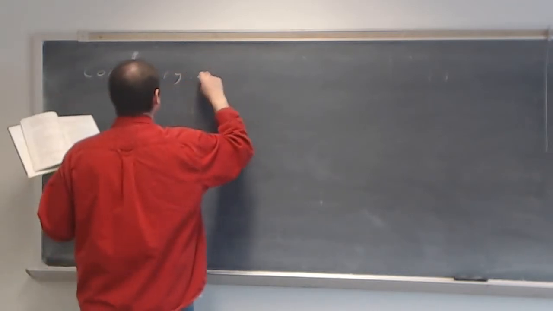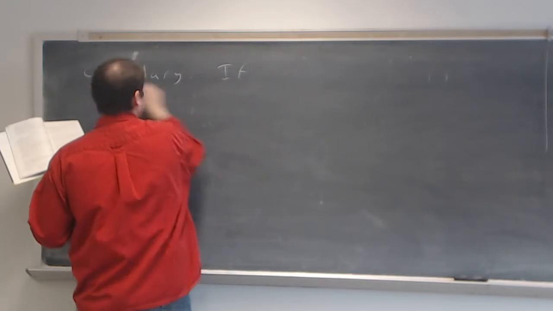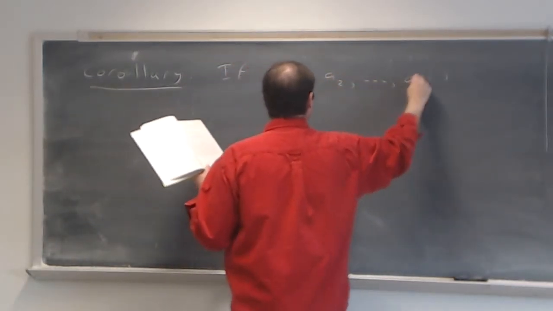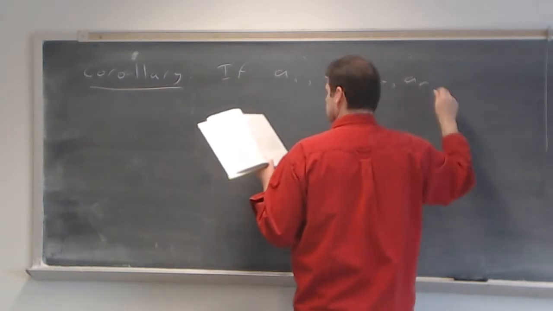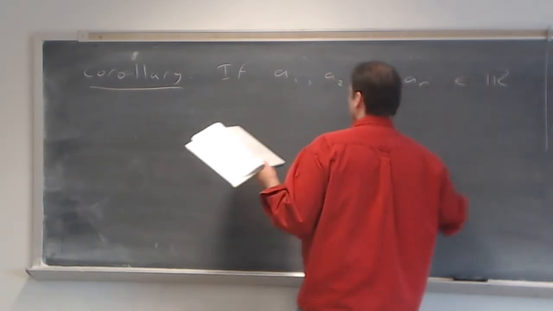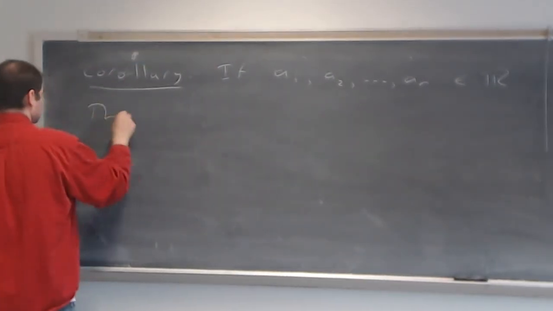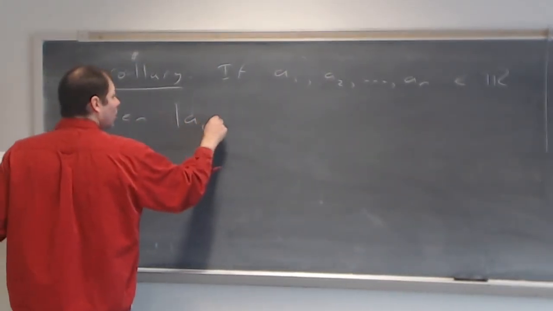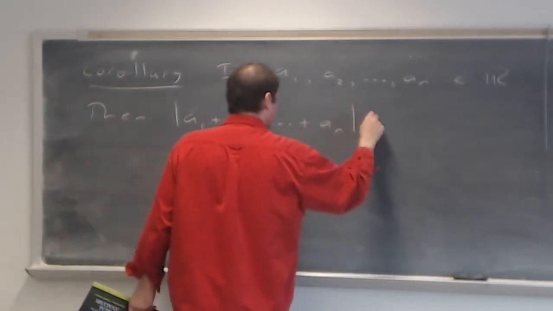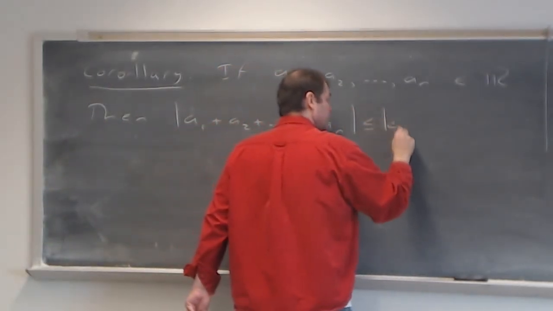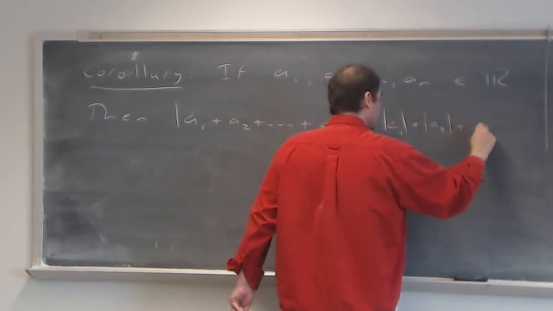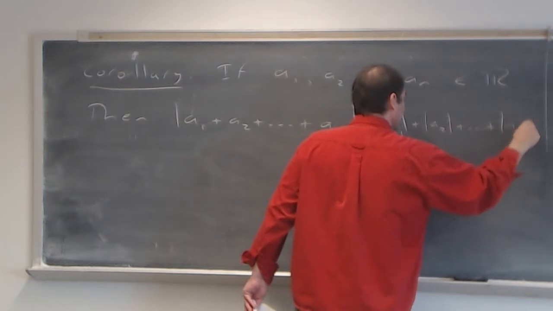It says, if A1, A2, up to A sub n are real numbers, then the absolute value of A1 plus A2 plus, you keep on adding up to the nth real number, is less than or equal to the absolute value of the first number, plus the absolute value of the second number, plus you keep going, all the way up to the absolute value of the last number.